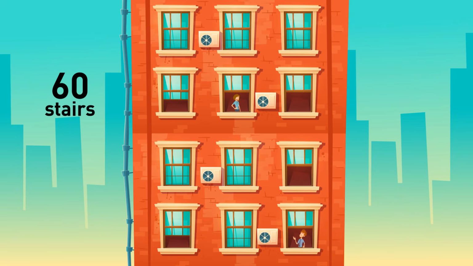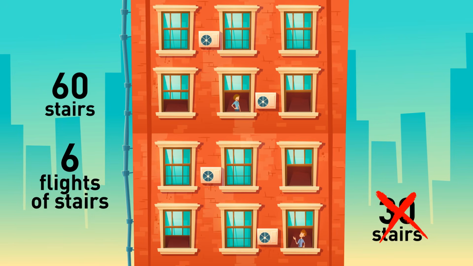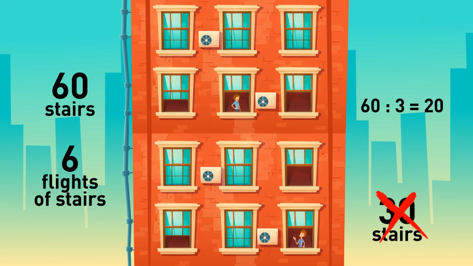Your first answer might be that Alex needs to climb 30 stairs. It's half as many as Kate has to take because she lives on the floor twice as high. But this is not the case. When Kate goes up to the 4th floor, she climbs 6 flights of stairs. So, there are 20 stairs between 2 floors. It means that when Alex goes from the 1st floor to the 2nd floor, he climbs 20 stairs.